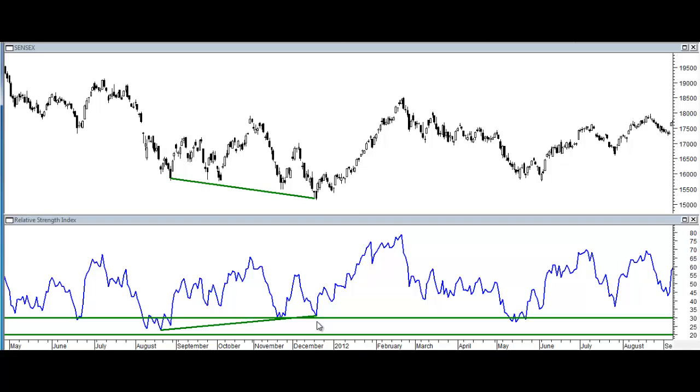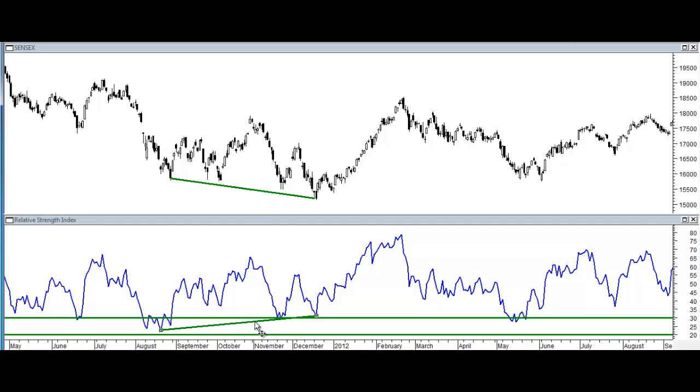And since then the sharp pullback, or you can say sharp rally, came from 15,100 levels to almost 18,500 levels. So it's like 3,400 points rally that came in a very short time frame. It took only December to January, only 2 months time frame. It rallied almost 3,400 points.